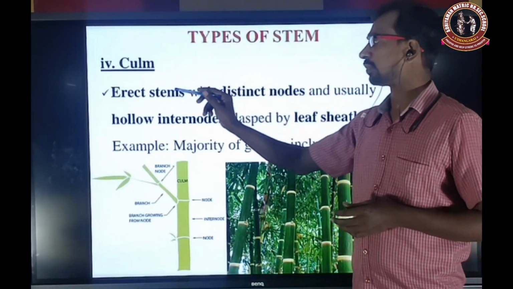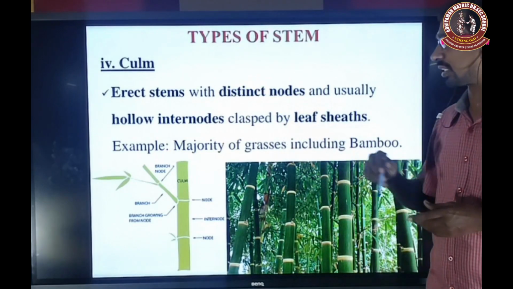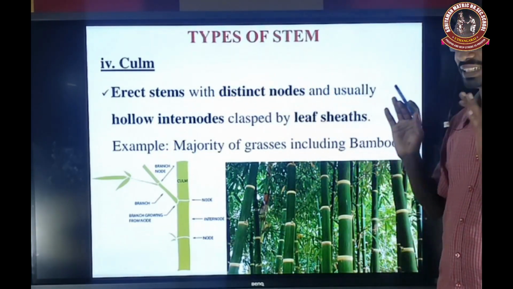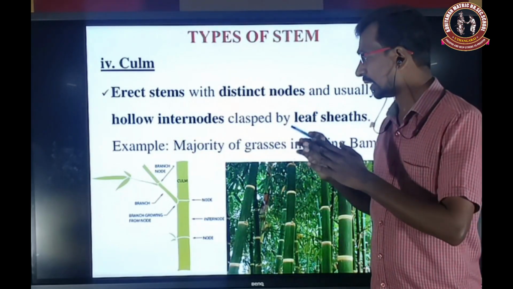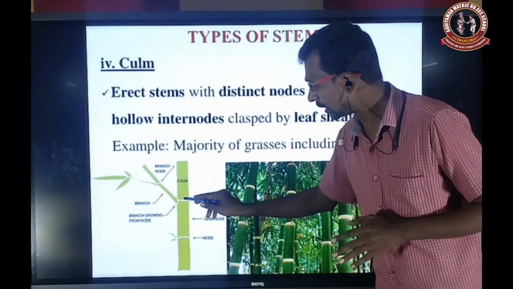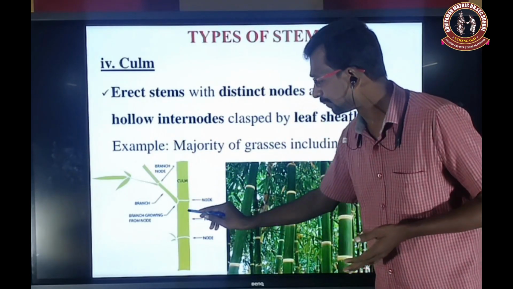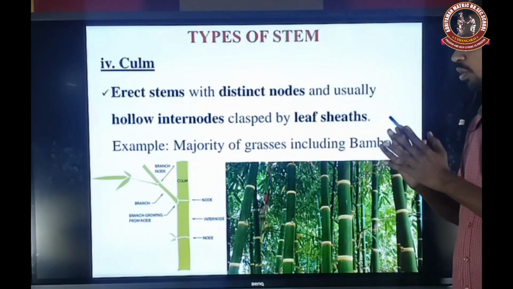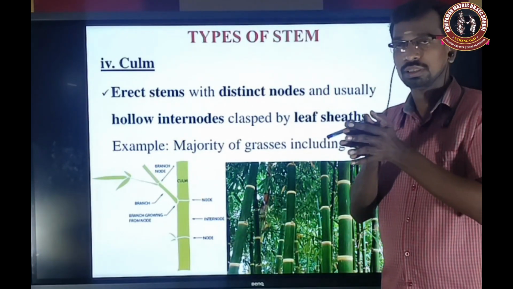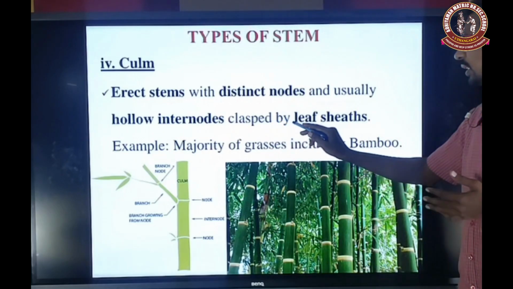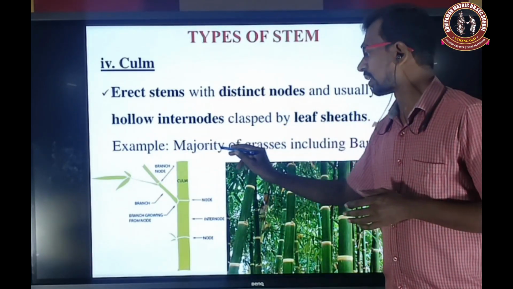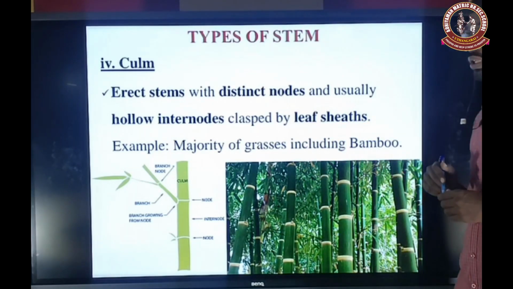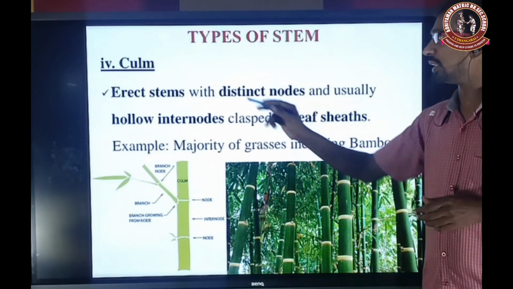Next, culm. It's an erect stem with distinct nodes and usually hollow internodes. The node region is fully solid, but the internode region is hollow, that means empty. The hollow internode is covered by the leaf sheath. Example, the majority of grasses, including bamboo. That is culm.